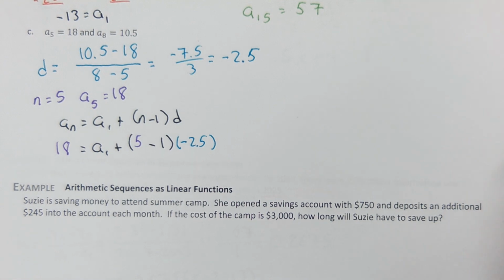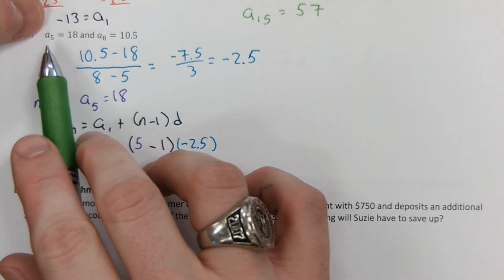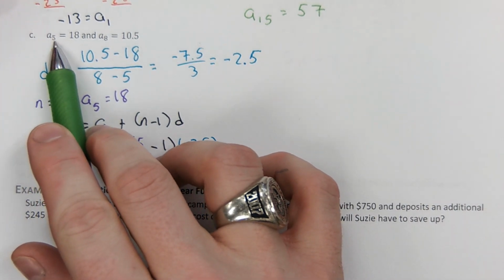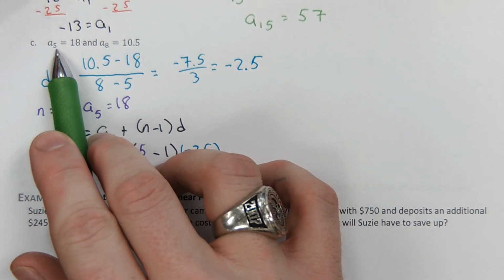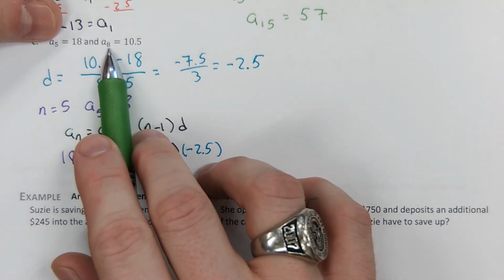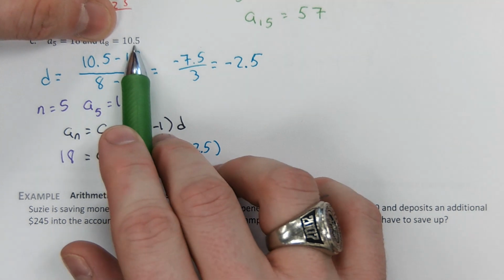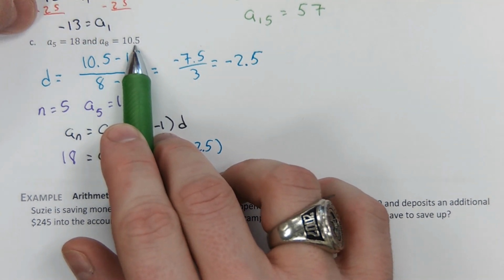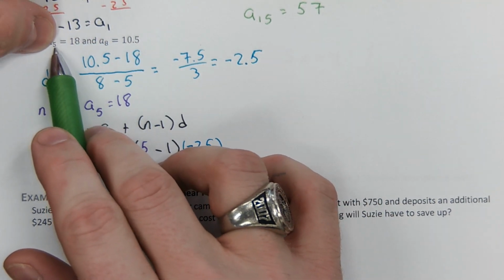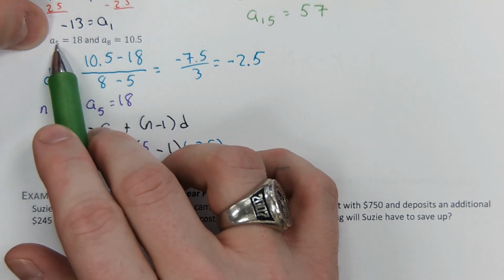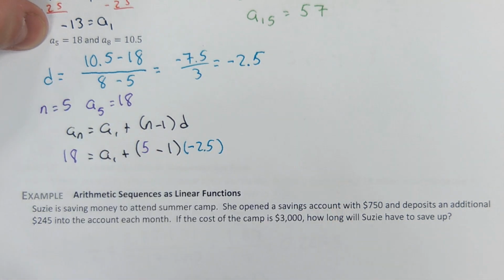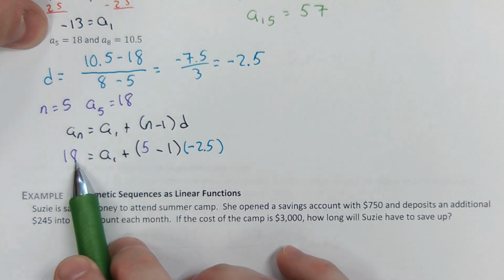Yes, sir. n is right there because it's a(n). And I could have used this one. I could have said n was 8 and a_n was 10.5 if I wanted to. But retreat, because this is a(5), remember that little number down there is your n value. It's what term number are you working with? Oh, I'm working with the fifth term? Oh, that fifth term was 18.